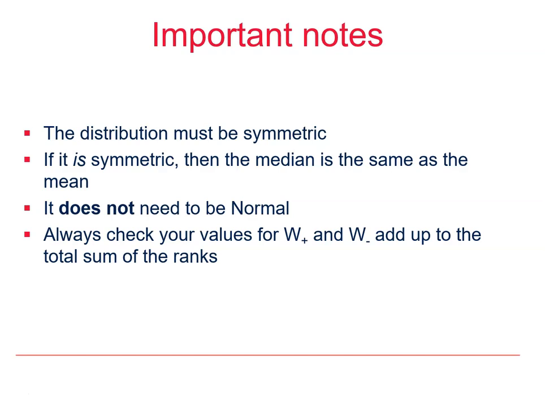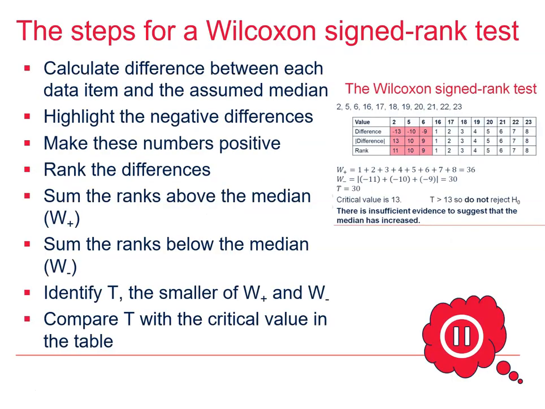And finally, don't forget that you can use the formula for the nth triangle number to check what the sum of W+ and W- should be. Here's a summary of the steps. You might like to pause the video and make a note of them.